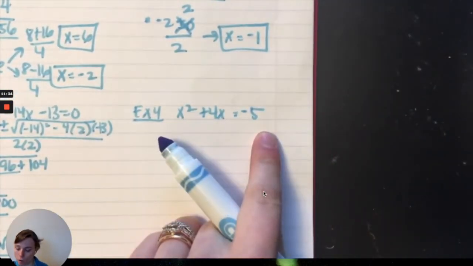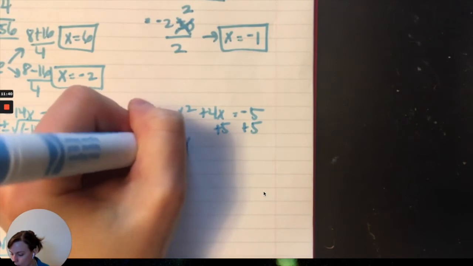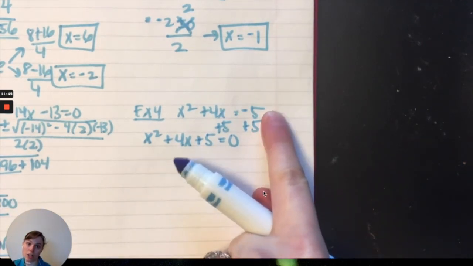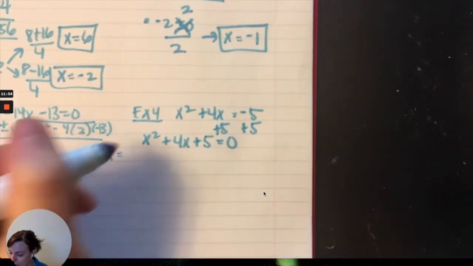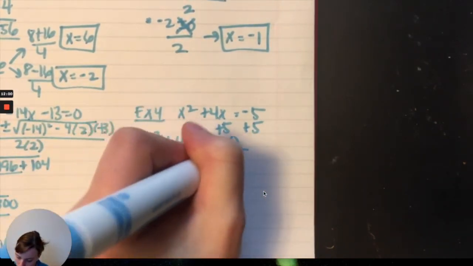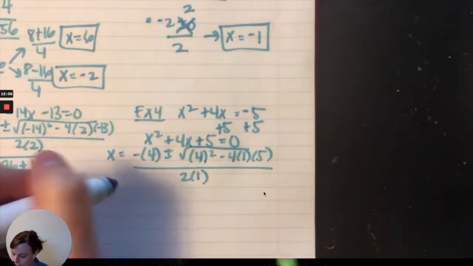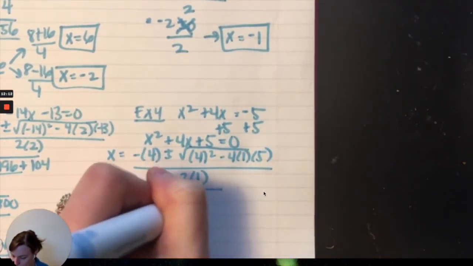Okay, so example 4. Now this one's not in standard form, so I'm going to have to eliminate that negative 5. So now I'm going to get x squared plus 4x plus 5 equals 0. Now it's in standard form. I have an a, a b, and a c, so don't just count this negative 5 as your c. By eliminating the negative 5, your c ends up being positive 5, so just watch out for that. When I do my quadratic, the opposite of 4 plus or minus the square root of b squared minus 4 times a times c all over 2a. Negative 4 plus or minus 16 minus 20 is a negative 4.